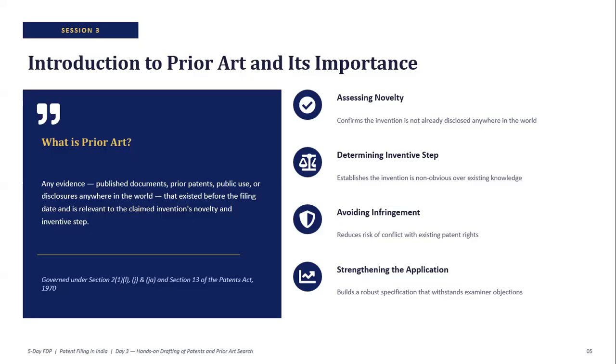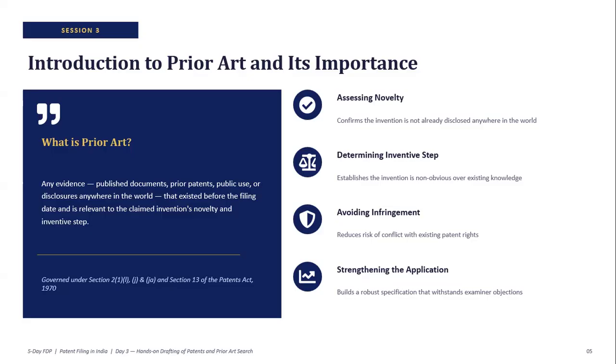Why is this very important? First, it helps us to assess the novelty. We need to determine whether the invention has already been disclosed in the existing body of knowledge. Second, prior art helps us to determine the inventive step. Even if an invention is not identically disclosed in a single earlier document, we must consider whether the claimed technical features would be obvious to a person skilled in the art.